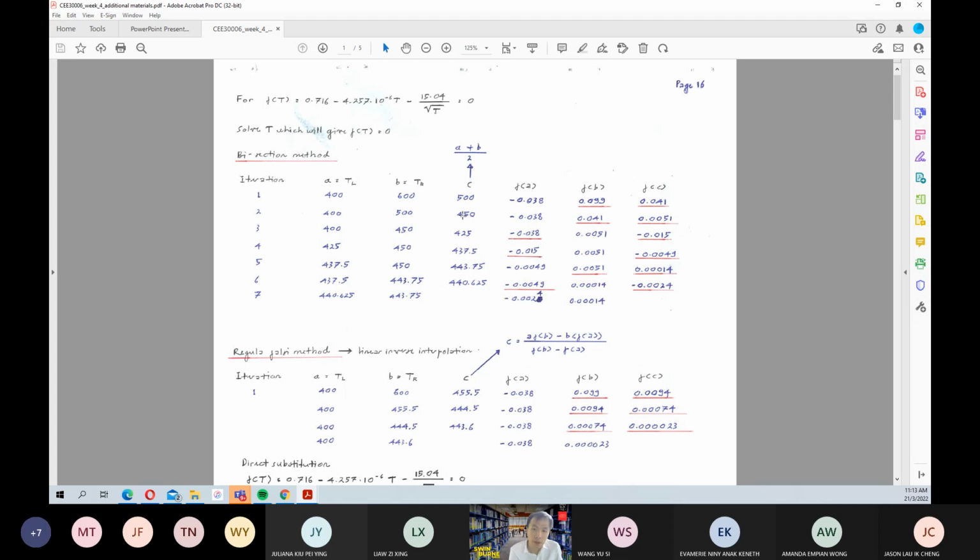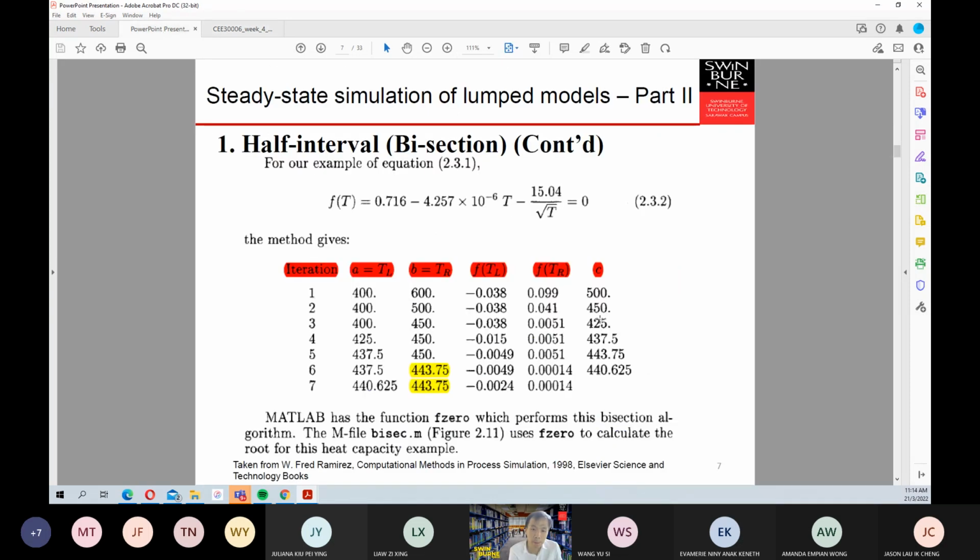Then you calculate the midway, the midpoint, which is 450, and this 450 is positive again. So this 450 will replace 500. Okay. Then you calculate the midpoint 425, and you find that this 425 gives you a negative value, right? So this one will replace the 400, this limit in here. Okay, and this continues, and as you can see, this gets closer to 0. So what we need to do is basically halving the interval that we have from the beginning.